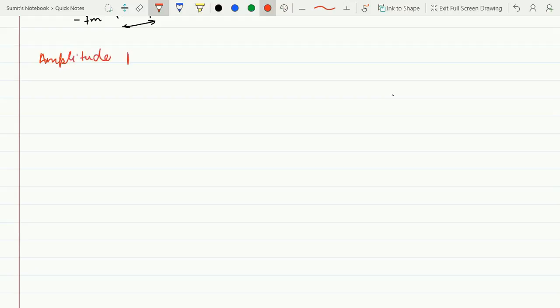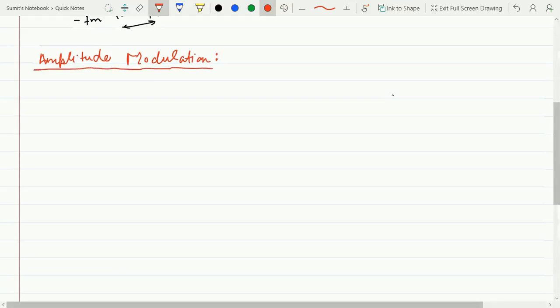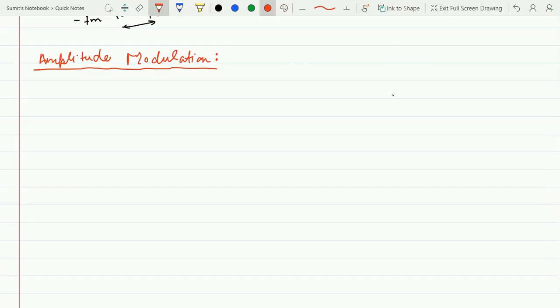So as the name suggests, what is amplitude modulation? What is modulation? First of all, modulation is changing some property. So the property we are going to change here is the amplitude of the message signal. If I show you the curve in the time domain, you will see that the amplitude of the message signal changes with time. So that's why it is called amplitude modulation. We'll see that later.